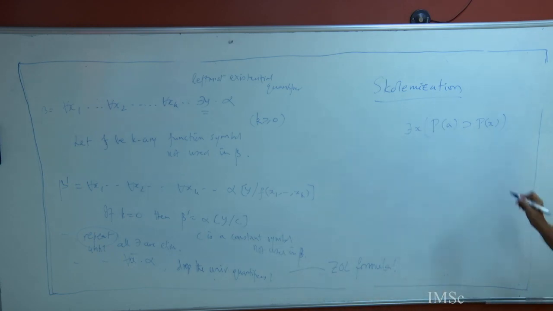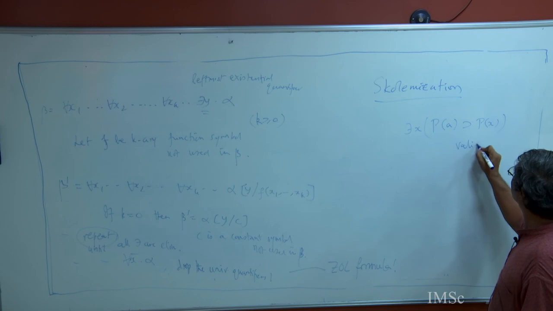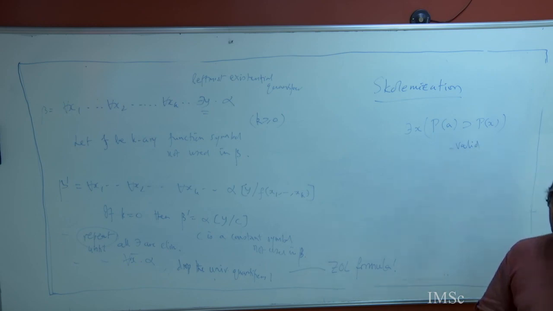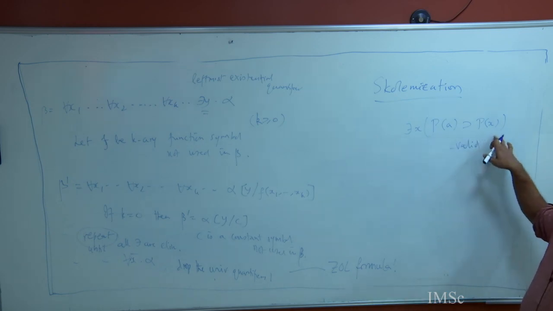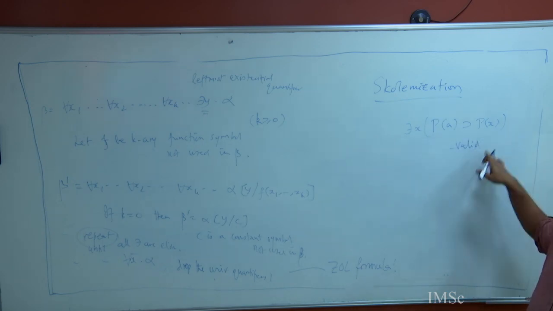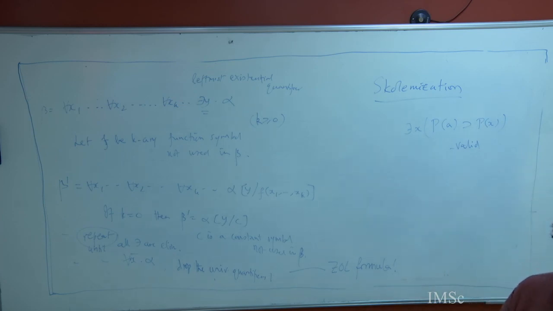Now this is a valid formula. Can you see that it's valid? There exists x, PA implies PX. I'm going to assume that I'll have only non-empty domains from now on.